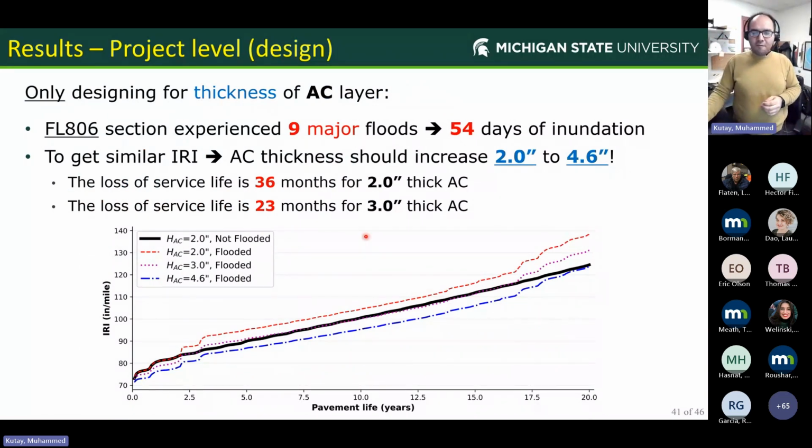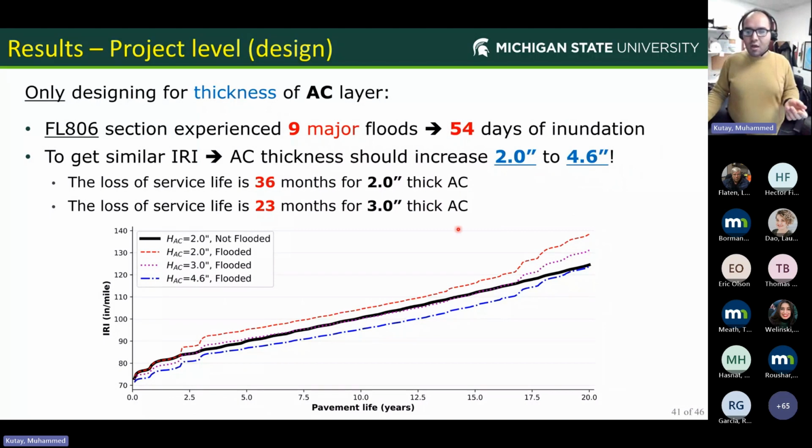So for this specific 806 section in Florida, you have 9 major floods with 54 days of inundation, which is quite high. Initially you have 36 months of loss of pavement service life. If you increase the AC thickness from 2 inches to 4.6 inches, you can make the resiliency metric 0, which is the best case scenario, which means the pavement is fully resilient against flooding.